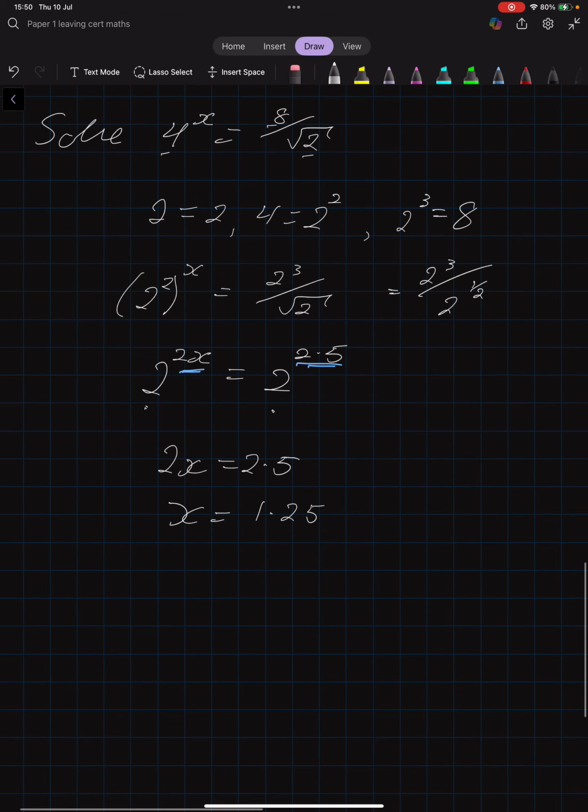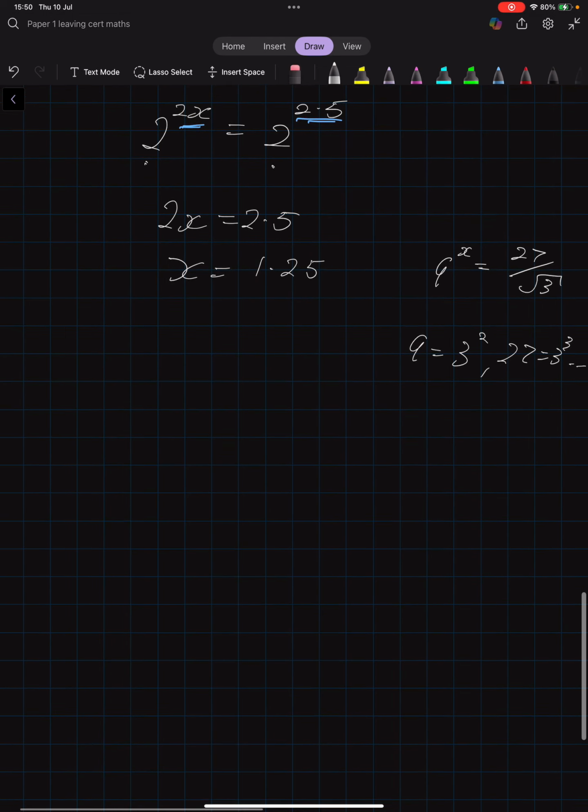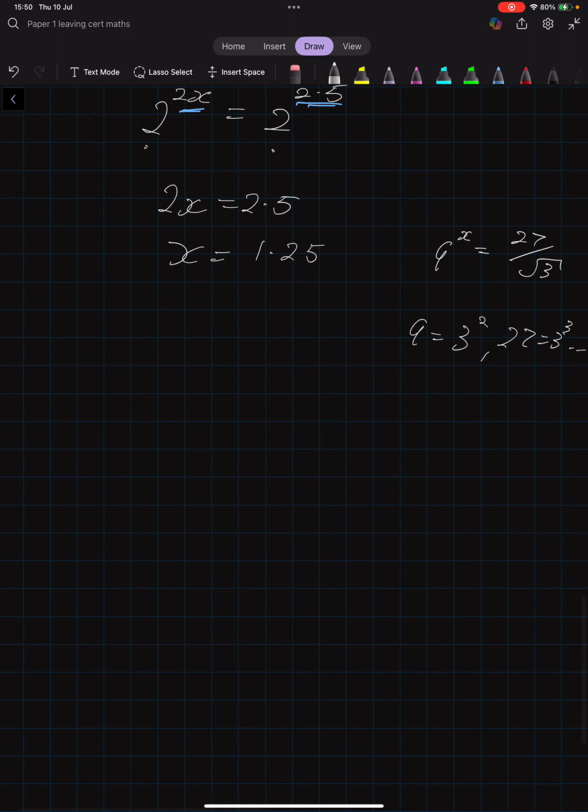And again, it would have been the exact same thing if it was like 9 to the power of x equals 27 over root 3. You would say, oh, well, 9 is equal to 3 squared. 27 is equal to 3 cubed. And you would just work on like that. Okay? So you always change it to the smaller number. Okay, so hopefully that's all right.